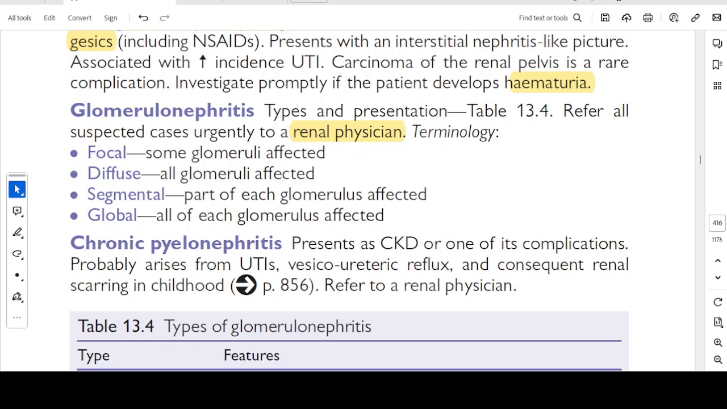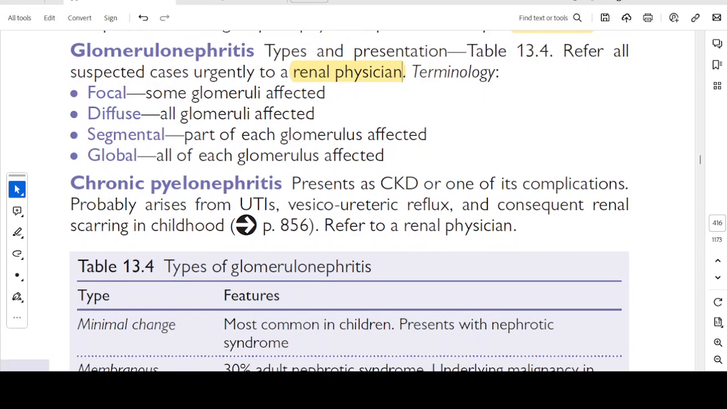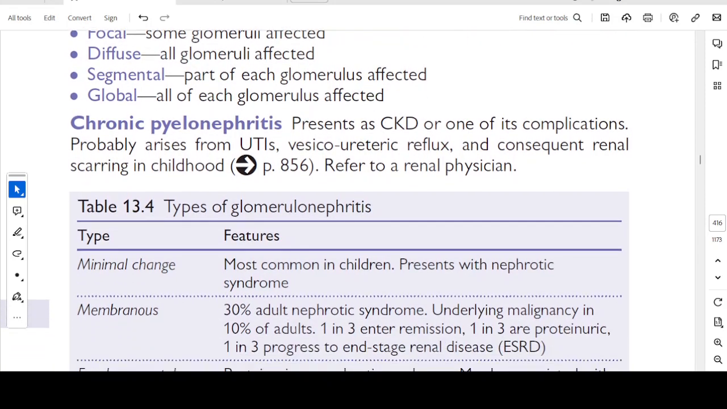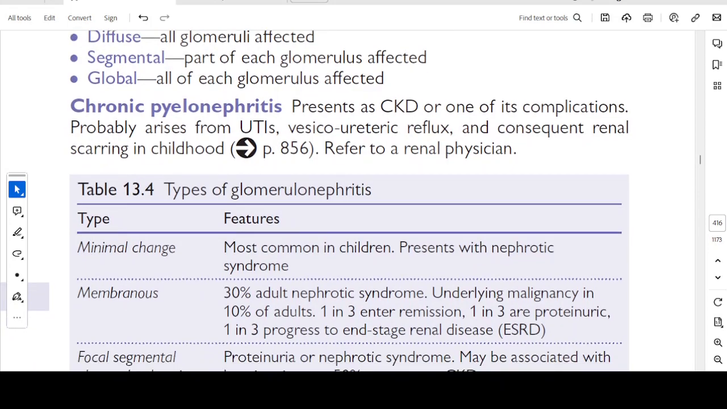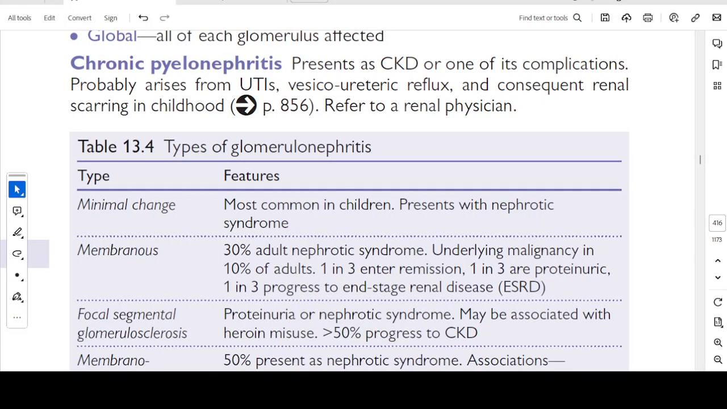Terminology. Focal, some glomeruli are affected. Diffuse, all glomeruli are affected. Segmental, part of each glomerulus is affected. Global, all of each glomerulus is affected. Chronic pyelonephritis presents as CKD or one of its complications, probably arises from UTIs, vesicoureteric reflux, and a consequence of renal scarring in childhood. Refer to a renal physician.